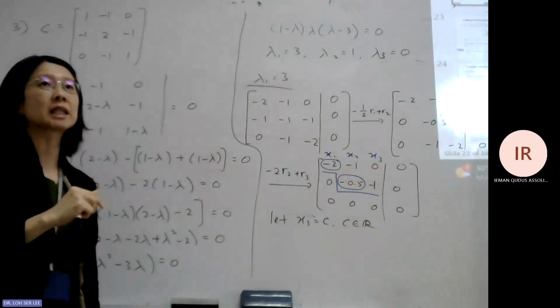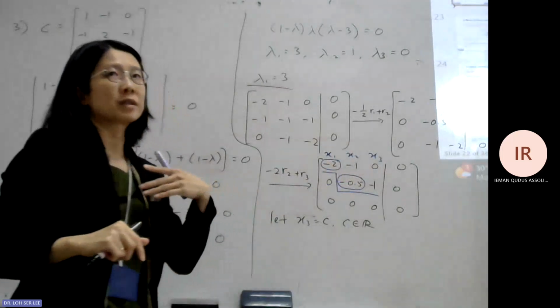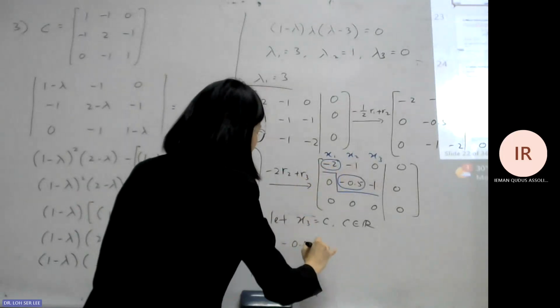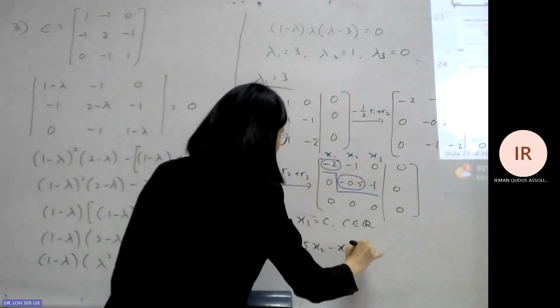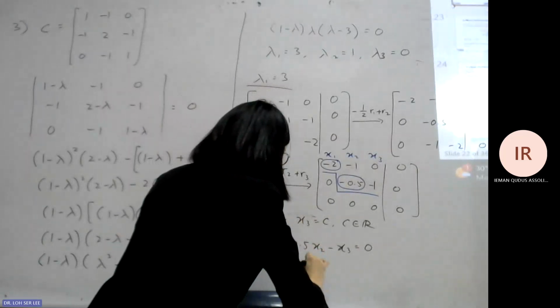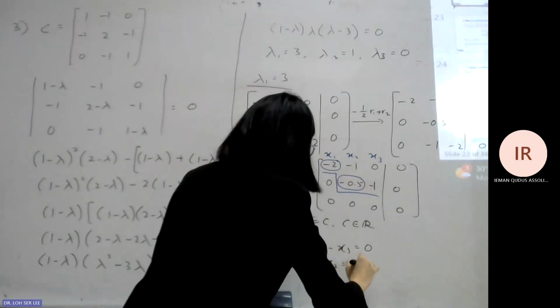So X3 is free. Then we apply backward substitution. Negative 0.5 x2 minus x3 equals 0, and your x3 is C. So that's why 0.5 x2 is negative C.